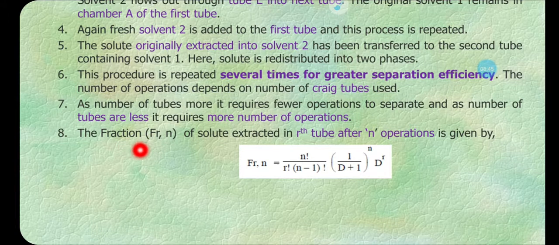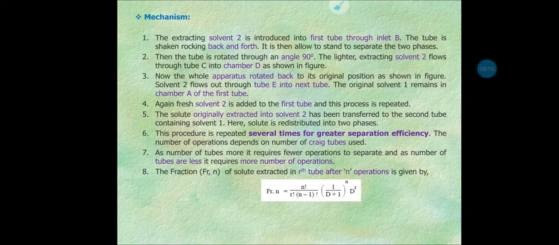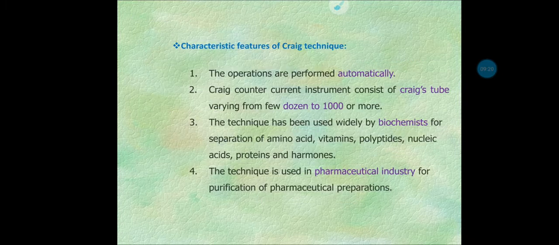The fraction of solute extracted by the i-th tube after n operations is given by the equation: fraction of solute extracted equals n C i, then the bracket (1 upon D plus 1) raised to n, D raised to i. In this way we can calculate the fraction of solute extracted by this multiple batch extraction.